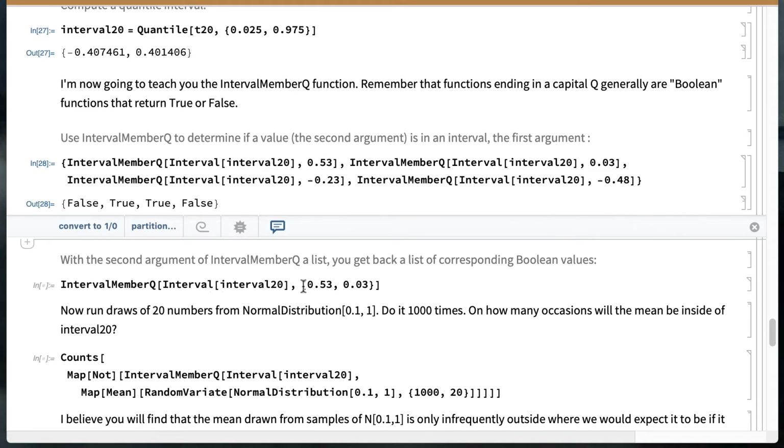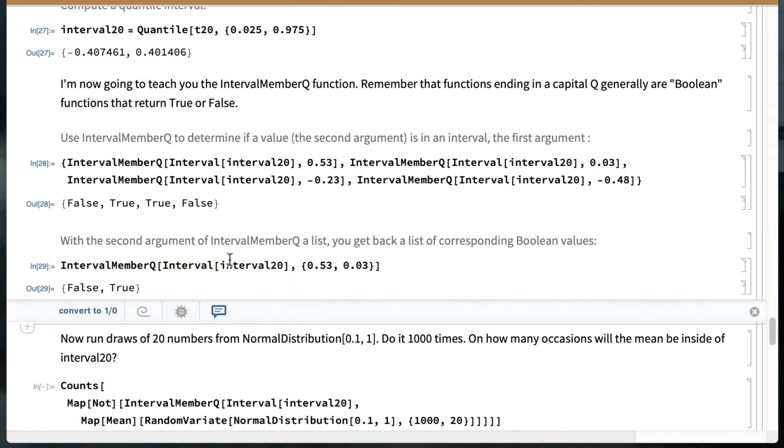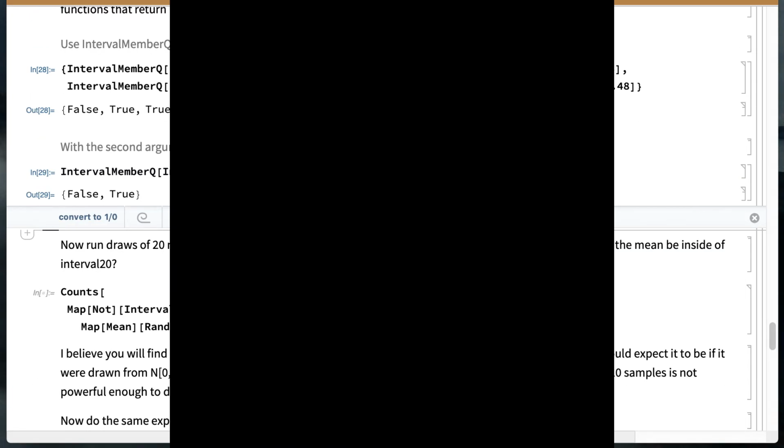All right, so that's what IntervalMemberQ does. If I give IntervalMemberQ two numbers, it's going to return a list of trues and falses. And so hopefully you're going to realize, well, this number lies outside of our interval, so I'm going to get a false, and this number lies inside our interval, so I'm going to get a true. So hopefully when I evaluate this, I should get a list saying false, true. And indeed, I do.